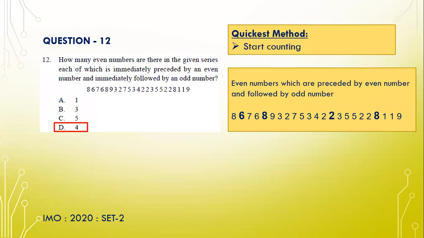How many even numbers are there in the given series, each of which is immediately preceded by an even number and immediately followed by an odd number? Preceded by is the number before. So how many even numbers are there? 6, preceded by an even number, followed by an odd number. 8, preceded by an even number, followed by an odd number. This 2, preceded by an even number, followed by an odd number. And 8, preceded by an even number, followed by an odd number. So 4 such even numbers are there.